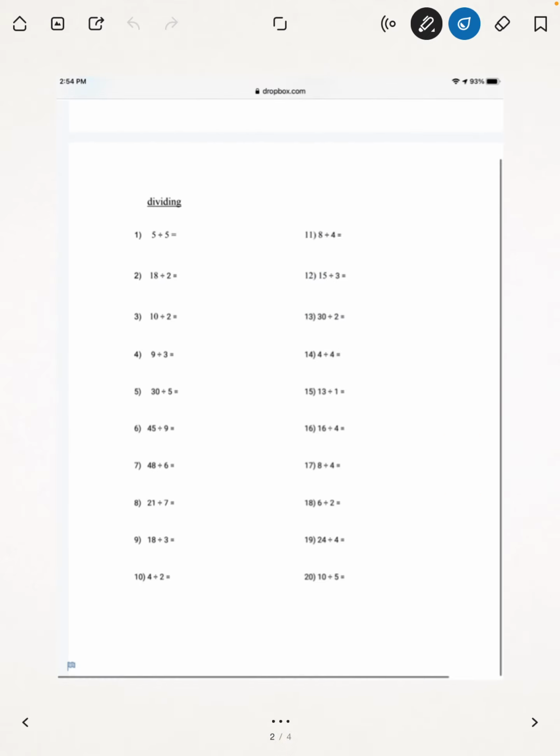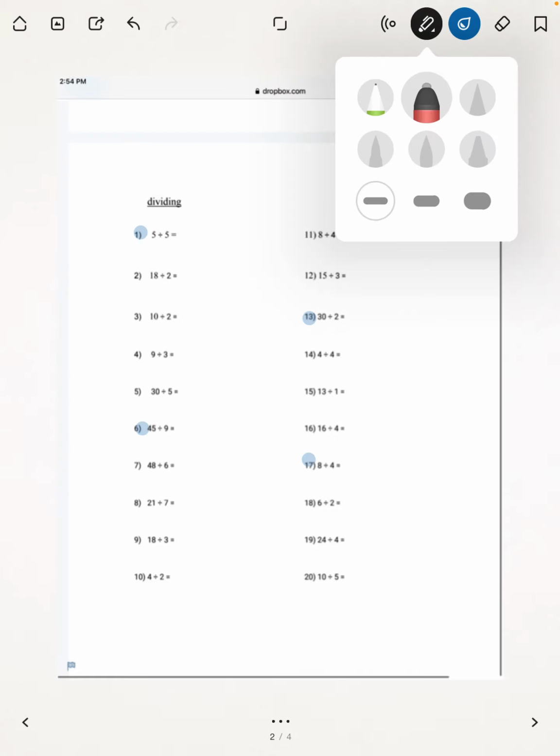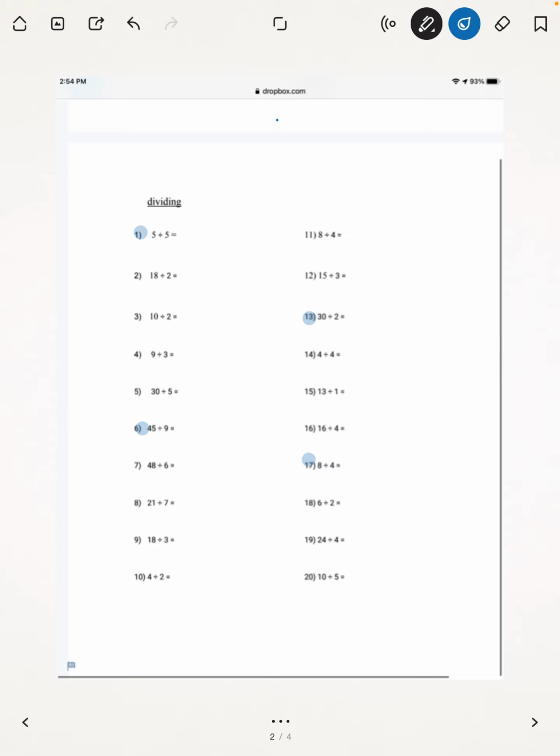Okay, division. Okay, 5 divided by 5. Whenever you're dividing two of the exact same numbers, it's always going to equal 1, because you could only multiply 1 to get the exact same number. So this one's going to be 1.